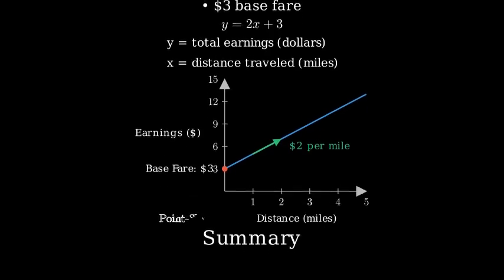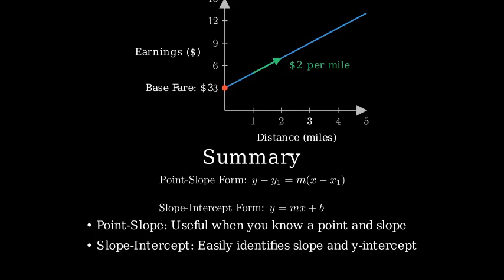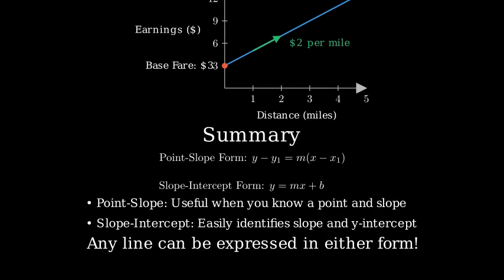Let's summarize what we've learned. The point-slope form, y minus y1 equals m times (x minus x1), is useful when we know a point on the line and its slope. The slope-intercept form, y equals mx plus b, is useful when we know the slope and y-intercept. Point-slope form is helpful for finding a line through a specific point, while slope-intercept form makes it easy to identify the slope and y-intercept at a glance. Both forms have their uses in mathematics and real-world applications. Remember, any line can be expressed in either form, and you can convert between them using algebraic manipulation.